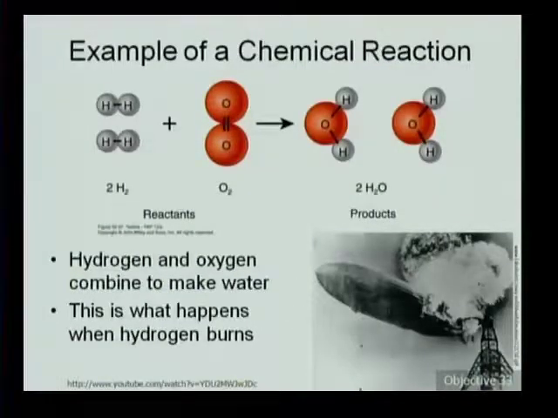An example of a chemical reaction, something that we mentioned very briefly in Module 2 but are going to look at in some detail now, is the combination of hydrogen and oxygen, which makes water. When hydrogen burns, it combines with oxygen in the atmosphere to make water vapor. We can see this process occurring rather violently in a famous video which I'll show you at this time.